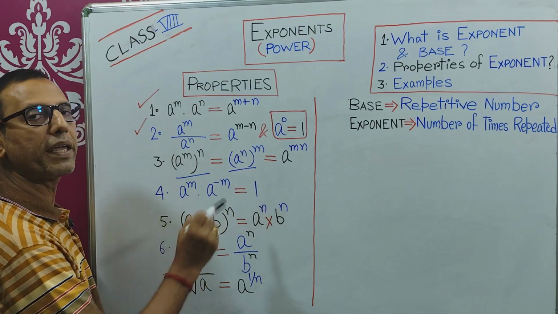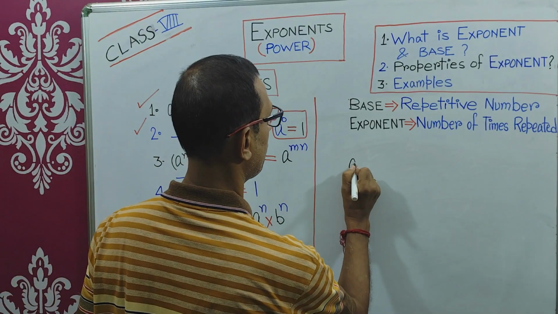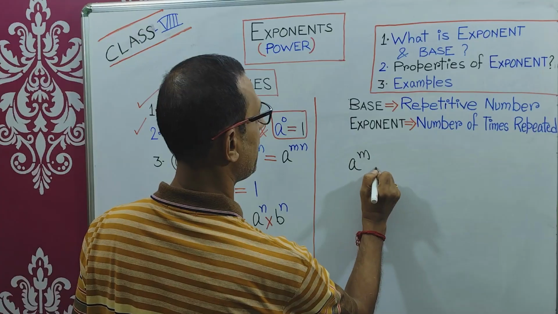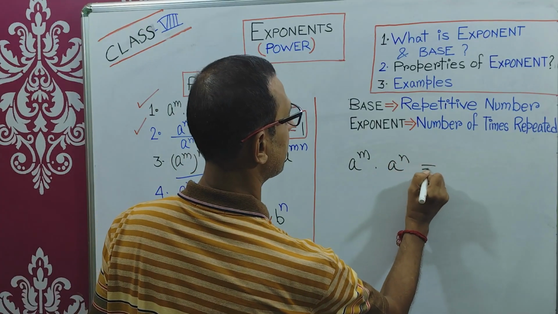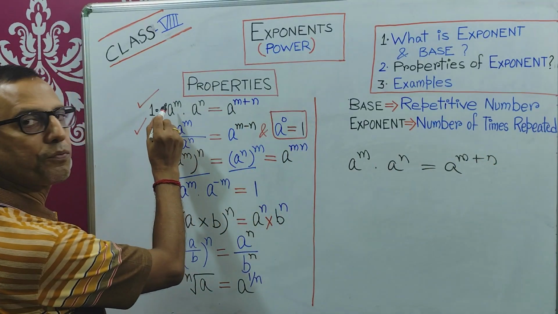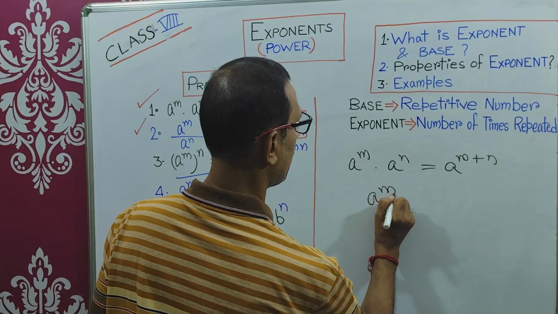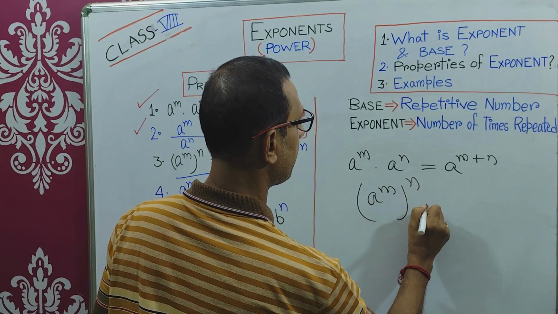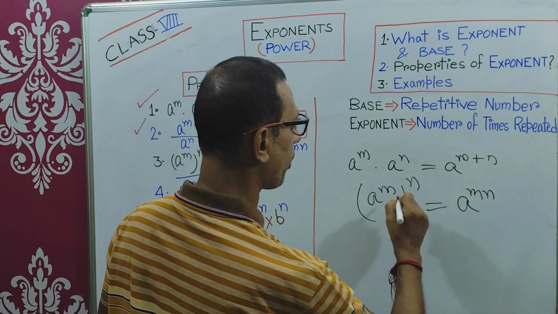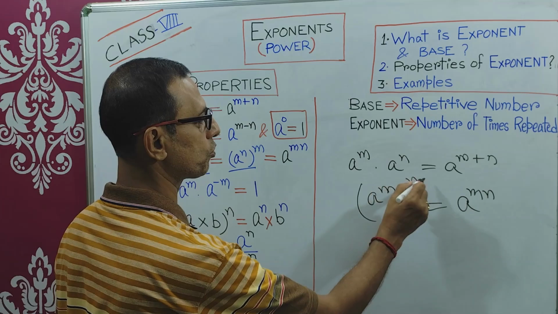That means you are multiplying these two powers, right? So a to the power m into a to the power n equals a to the power m plus n, utilizing the first property. But a to the power m whole to the power n, in that case it is a to the power mn or a to the power nm, whatever it is. So you are just multiplying these two powers.